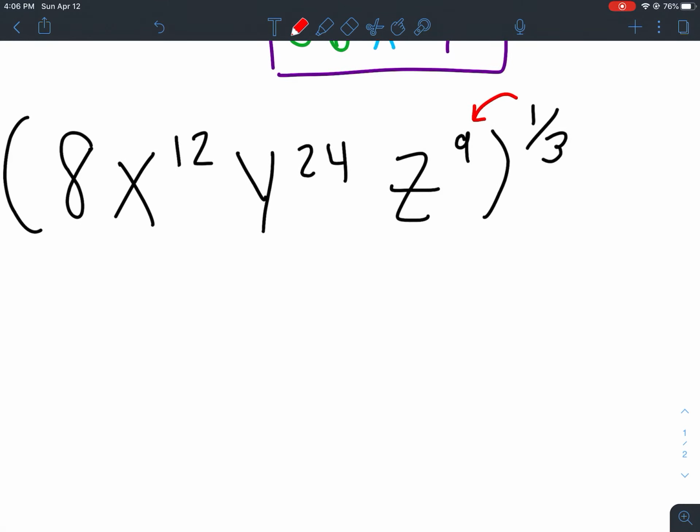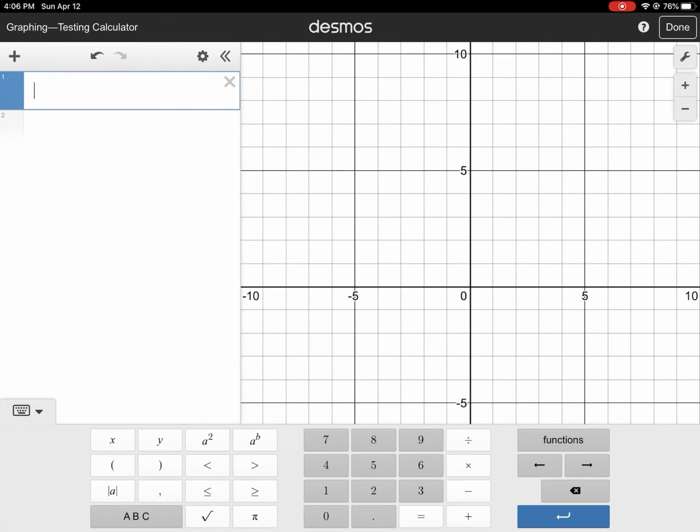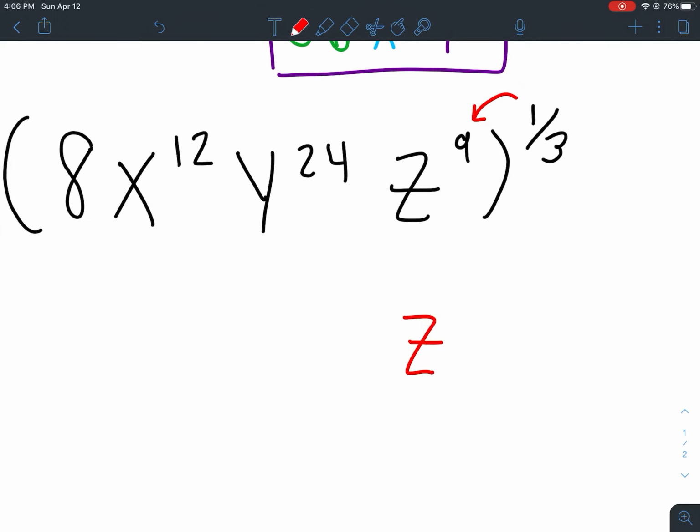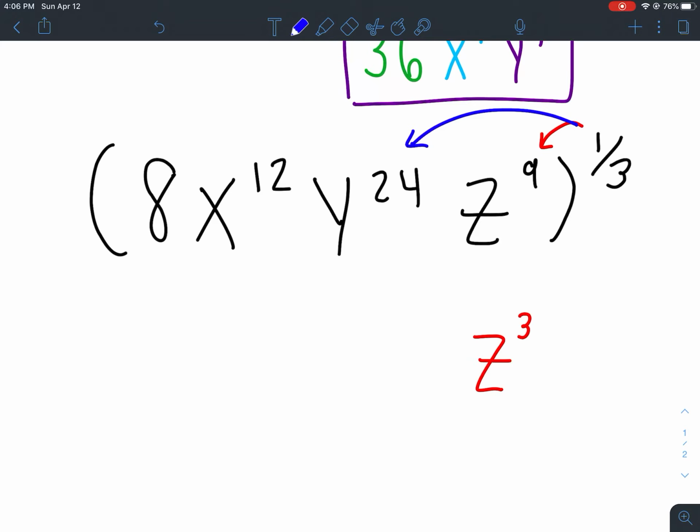So I'm going to make sure when I distribute that 1/3, I do it to every base that I see. So here I'm going to do it to the z first. It's going to be z and then 9 times 1/3, right? We're multiplying. How do you type in a fraction? Well, you do 9 times, and I want to type in 1 divided by 3. So 1 divided by 3, and I get 3. So it's going to be z to the 3rd power.